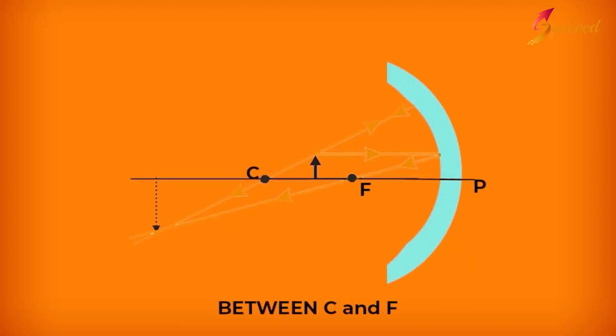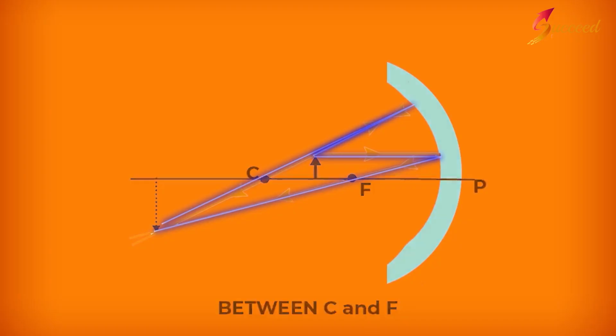Now let us place the object between C and F. The incident ray passing through C is reflected back in the same direction. The incident ray parallel to the principal axis after reflection passes through F. The meeting of these two reflected rays is where the image is formed. We can see that the image is enlarged, real and inverted, and the image is beyond C.